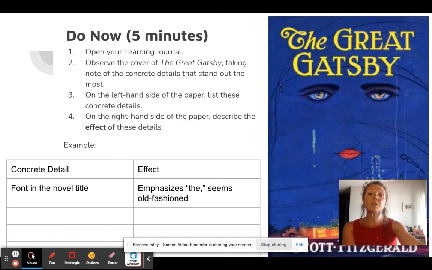All right, and so Rodrigo, can you please tell me one of the concrete details that you noticed today? Excellent. So you're pointing out this detail here, which looks like a tear. And can you tell me the effect of that detail? Okay, so it gives the cover a kind of sadness, a melancholy.